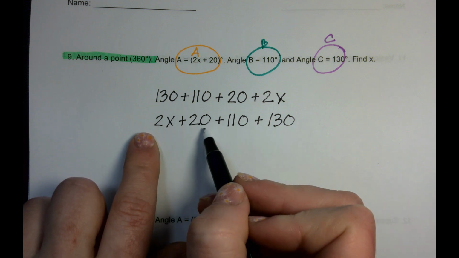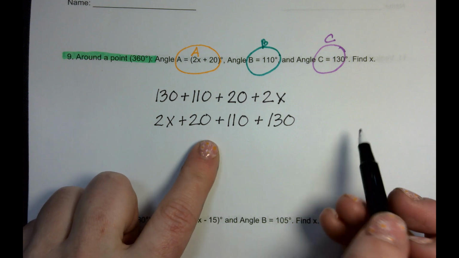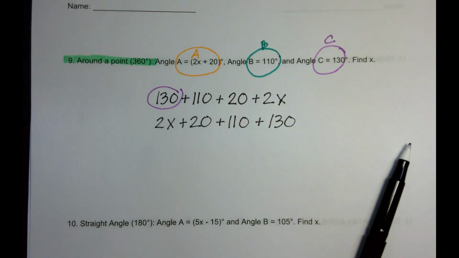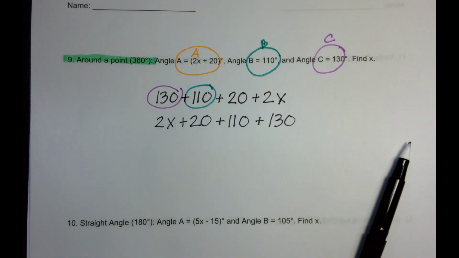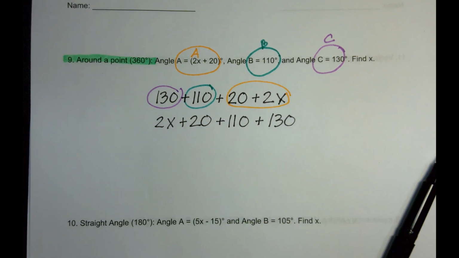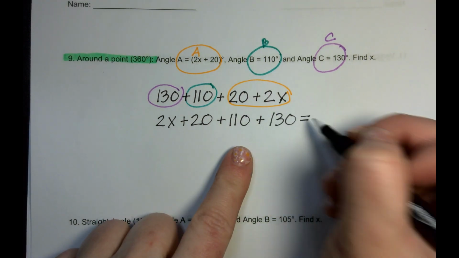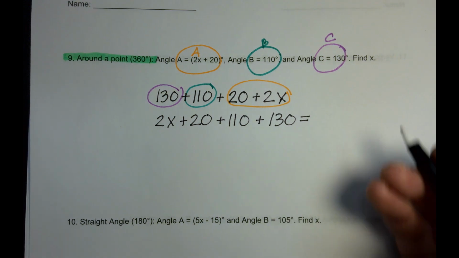2x plus 20, because that's first. Because you're adding them, it doesn't matter. We just rearranged it: here was our angle C, here was our angle B, and then angle A, we just flip-flopped the 20 and the 2x. It's the same thing, just rearranged. But we'll do it this way. What is it equal to? 360. Good.